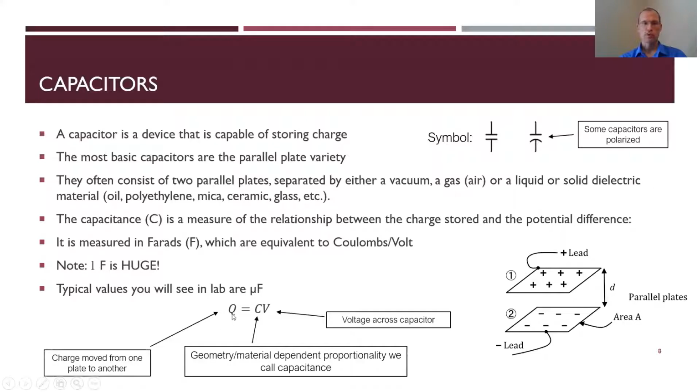So again, the relationship between charge and voltage: capacitance is my constant of proportionality, a lot like resistance is the constant of proportionality between voltage and current, but this goes between voltage and charge as opposed to voltage and current.